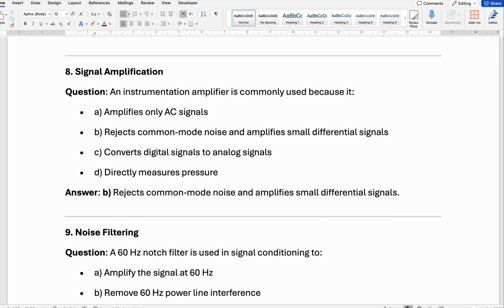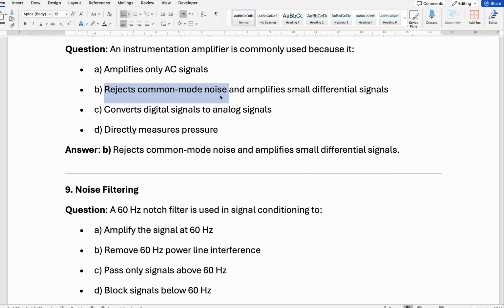Signal amplification: an instrumentation amplifier is commonly used because it amplifies only DC signals. No, that's not correct. Rejects common mode noise, yes, and amplifies small differential signals. So that is the part that I'm looking for. Converts digital signals to analog, this is not the answer. Directly measures pressure, this is not the answer. Maybe this is confusing for you, but when I'm amplifying the signal, I try not to amplify the noise. So I'm rejecting the noise and amplifying only the signals. But we may need to add some kind of filter before the amplification also. And this helps so that I can reject the common mode noise.